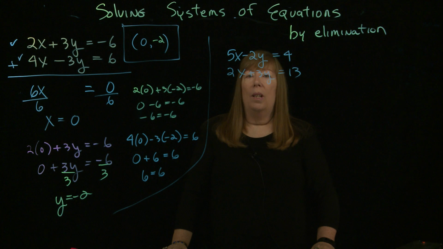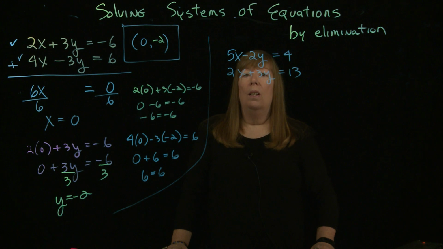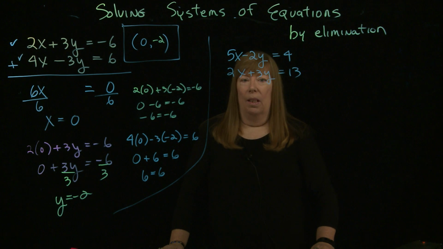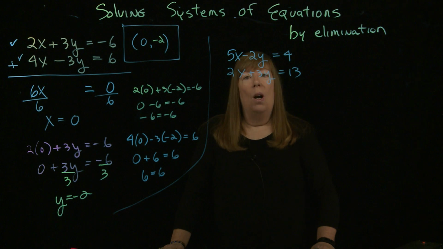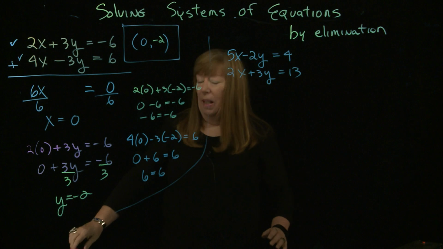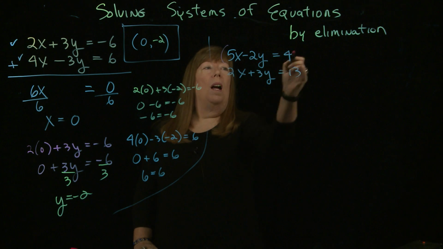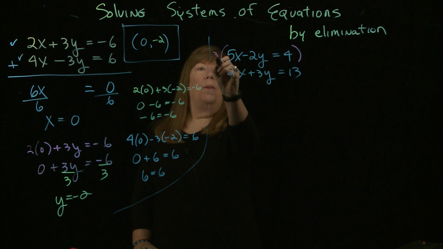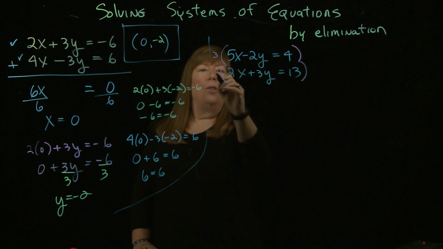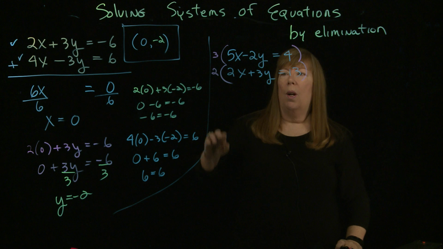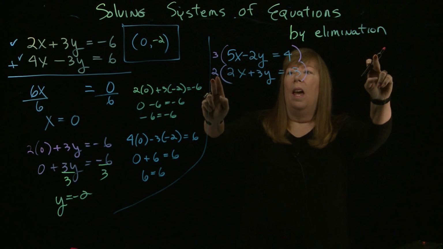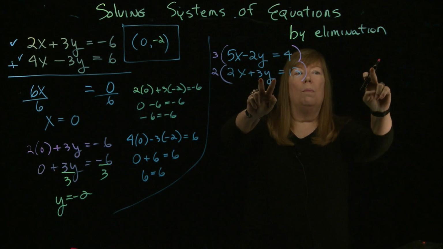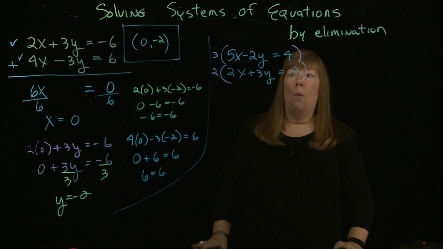So what we have to do is multiply either one, or in this case, both equations by something that will create opposites, either in the coefficients of x or the coefficients of y. One doesn't look any easier than the other to me, so what if we multiplied the first equation by 3 and the second equation by 2? Do you see where we're going here? 3 times negative 2 is going to give me negative 6y, and 2 times positive 3y is going to give me positive 6y, and the y's are going to be gone.